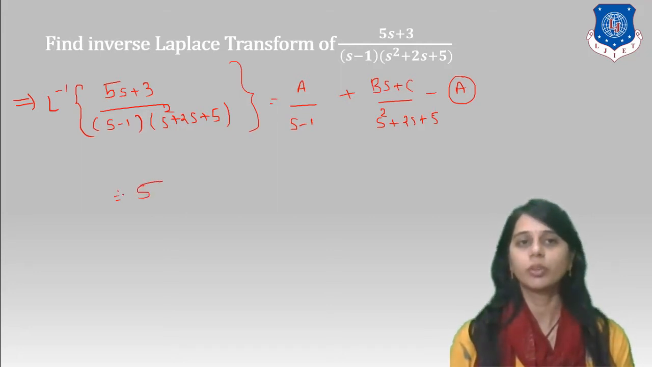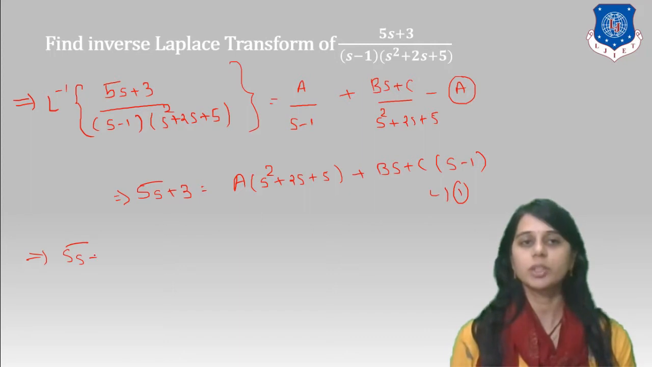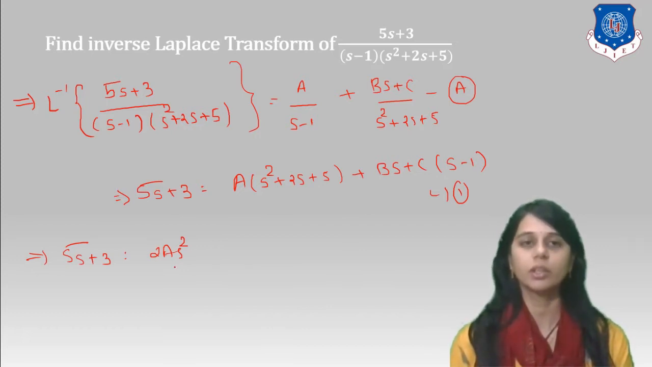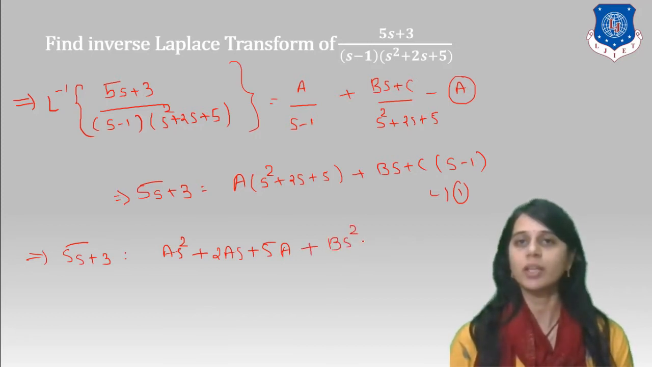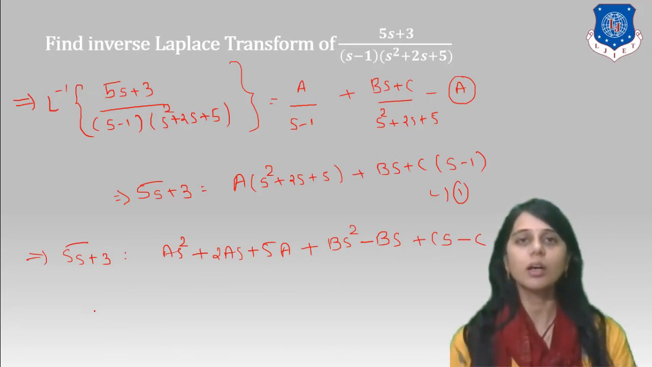Taking LCM, we get 5s plus 3 equal to A(s square plus 2s plus 5) plus (Bs plus C)(s minus 1), equation 1. So we get 5s plus 3 equal to As square plus 2As plus 5A plus Bs square minus Bs plus Cs minus C. Now, in this method, we are comparing the coefficients of the powers of s.